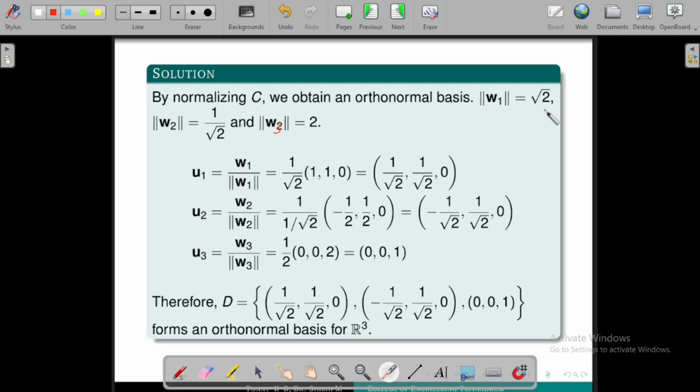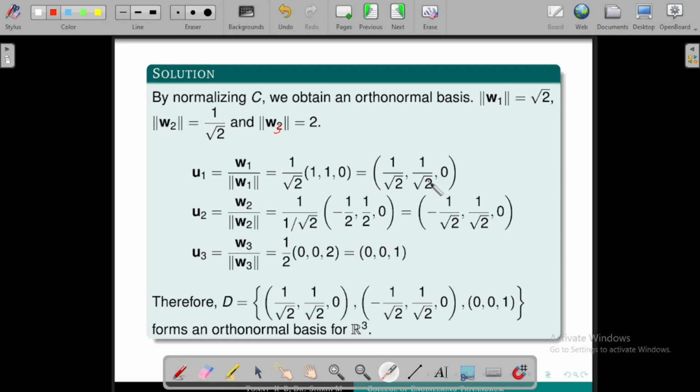Now we will normalize the vectors again. U1 is equal to W1 divided by norm W1, that is 1 by root 2 into vector W1, which is (1, 1, 0). So you have 1 by root 2, 1 by root 2, 0. And U2 is W2 by norm W2. So we have minus 1 by root 2, 1 by root 2, 0. And U3 is W3 by norm W3, that is (0, 0, 1).